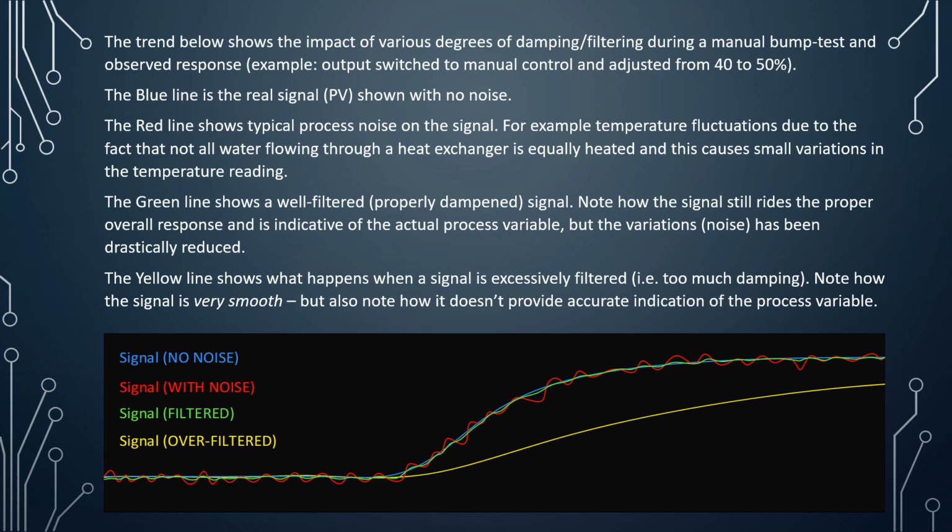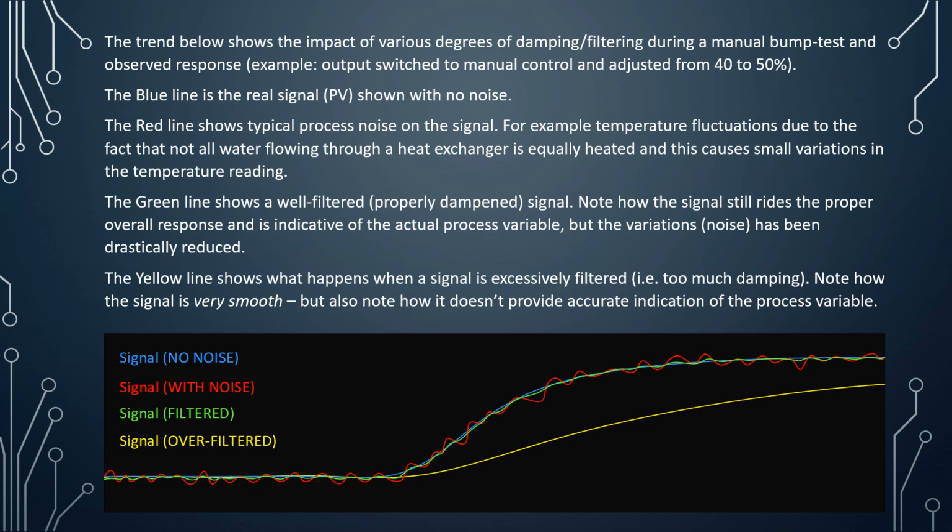The green line shows a well filtered or properly dampened signal, or a more dampened signal at least. Note how the signal still rides the proper overall curve. The green curve doesn't vary much, but it does ride that blue curve. It hasn't slowed down the overall process variable signal.